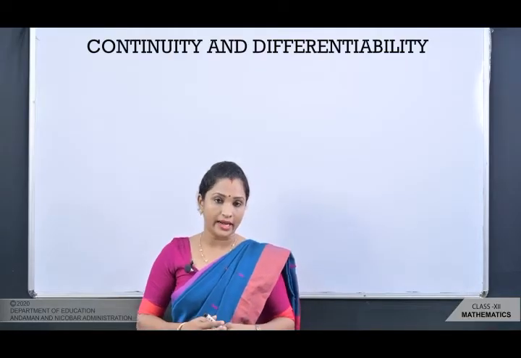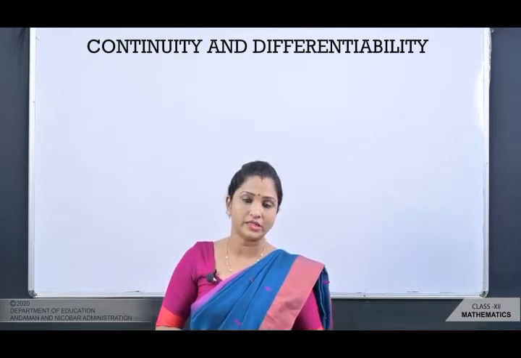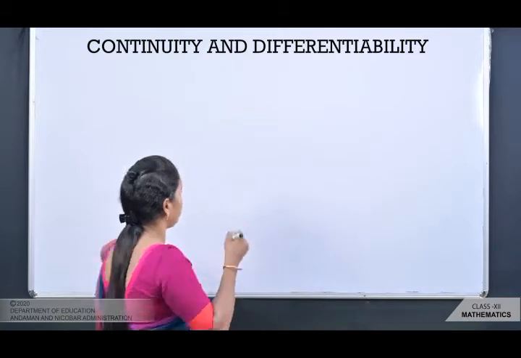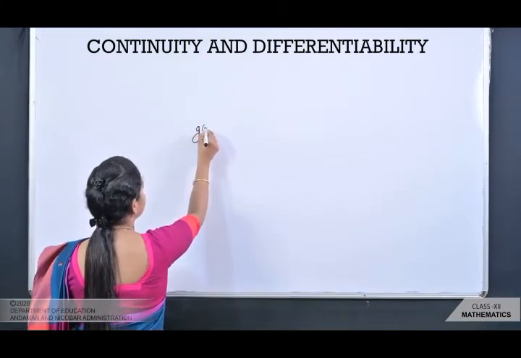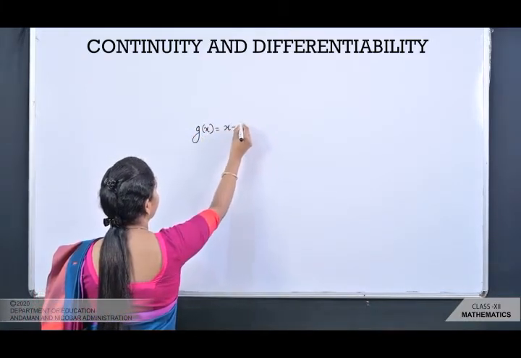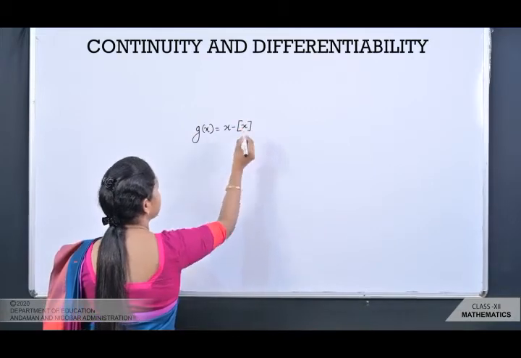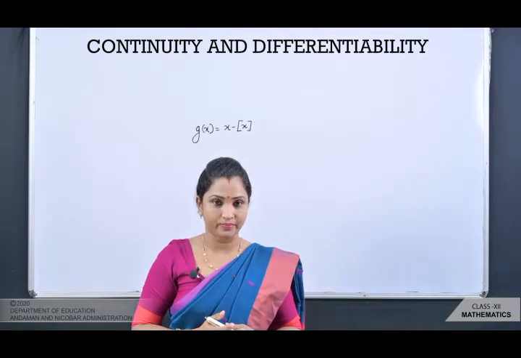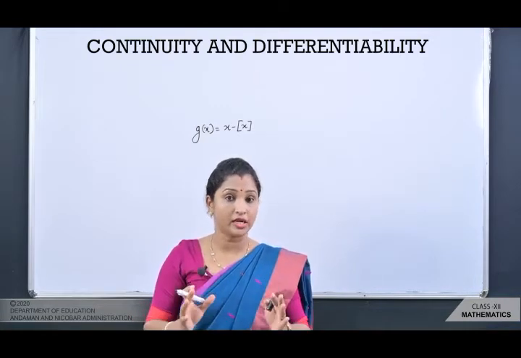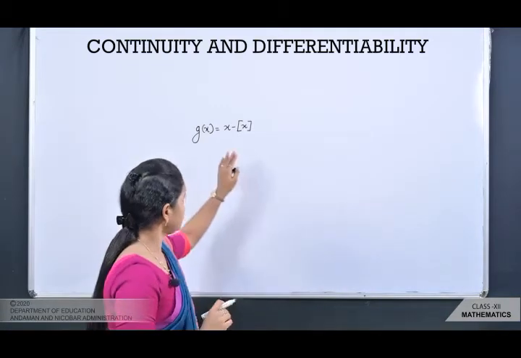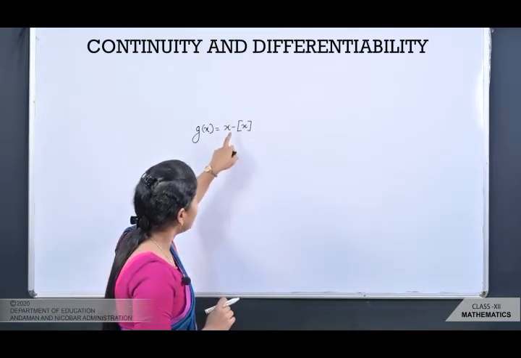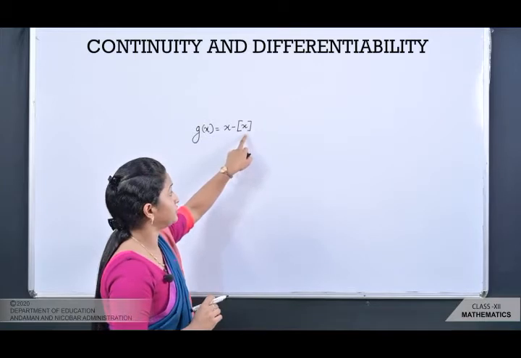You have to show that the function g of x is equal to x minus greatest integer x is discontinuous at all integral points. So that means the function is discontinuous. You have to show this. First thing, you should know the basic concept of this function.